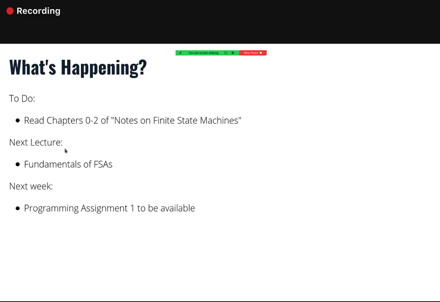So what's happening in this course, as we talked about a little bit earlier, this week what I want you to do is take a look at the notes on finite state machines. Find them in the course readings. Read through chapters 0 through 2. If you have any questions, bring those along to next lecture. We're going to be recapping some key concepts, answering questions and discussing the fundamentals as covered in chapters 0 through 2 of Notes on Finite State Machines.